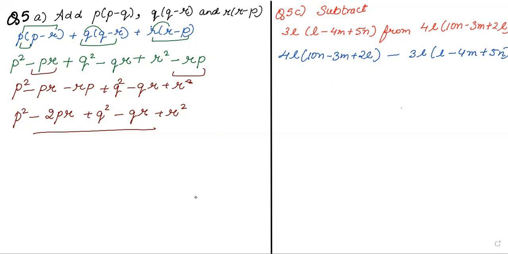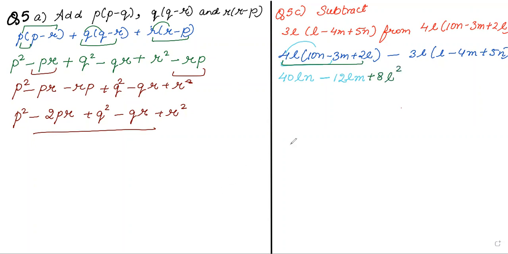Now multiply or open the brackets first. Multiply 4L by 10N. So 4 into 10 is 40. L into N is LN. Now put the sign of minus as it is. 4 into 3 is 12. L into M is LM. Now multiply 4L by 2L. 4 into 2 is 8. And L into L is L square.